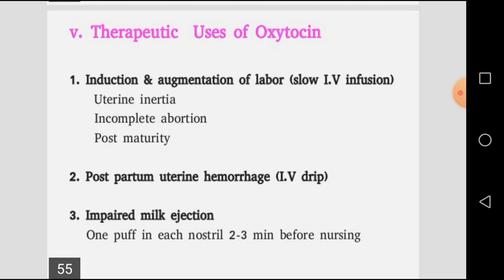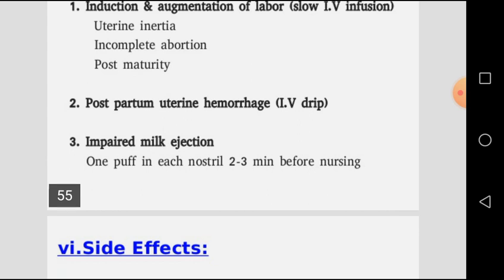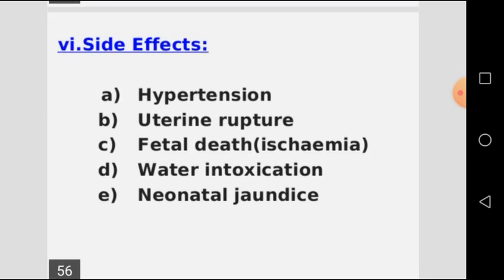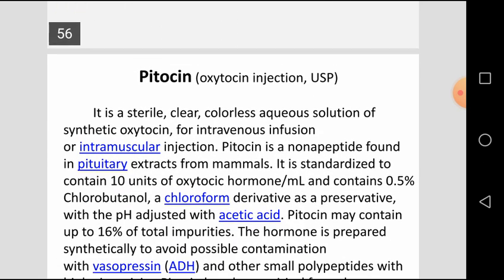Then the therapeutic uses are induction and augmentation of labor, uterine inertia, incomplete abortion, post-maturity, postpartum uterine hemorrhage, and impaired milk ejections. One puff in each nostril 2 to 3 minutes before nursing. Then what are the side effects? The side effects are hypotension, uterine rupture, fetal death, water intoxication, and neonatal jaundice.